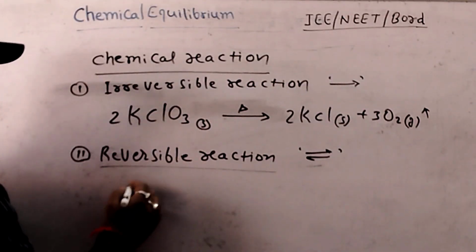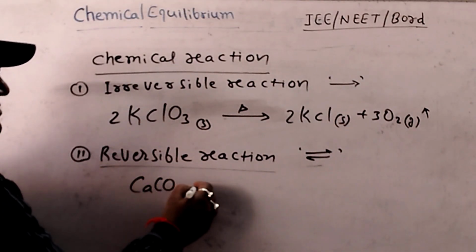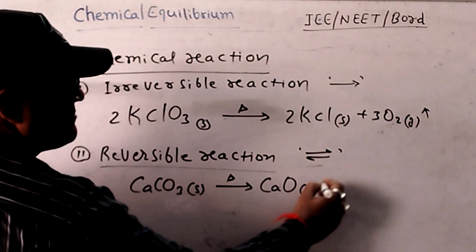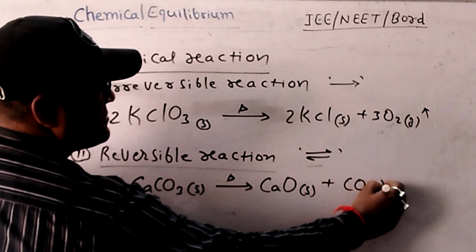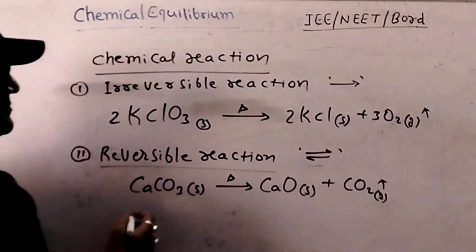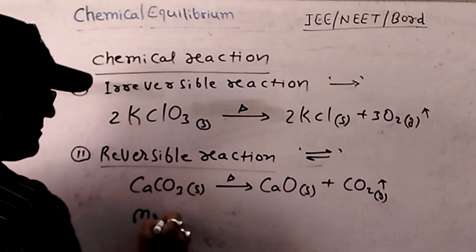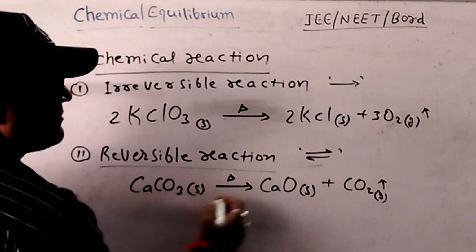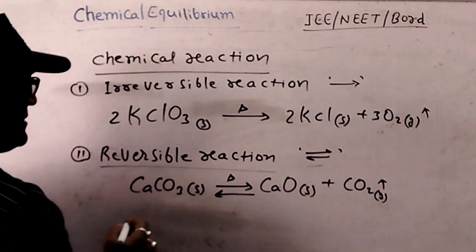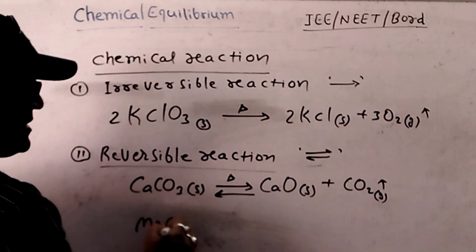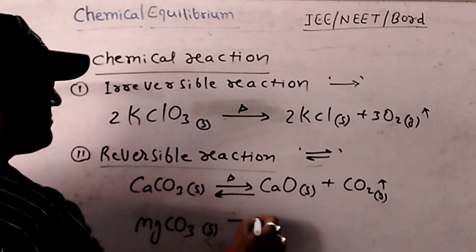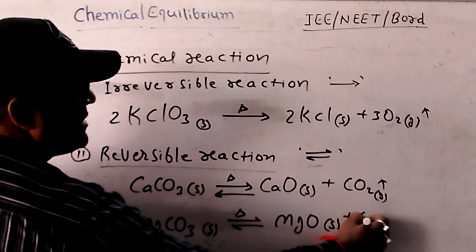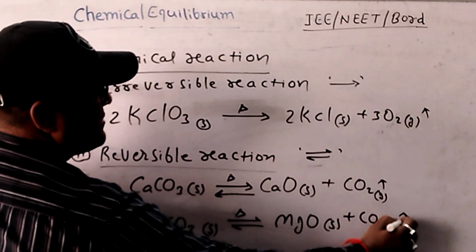Now for an example of reversible reaction, by heating calcium carbonate solid, CaCO3, after heating, calcium oxide solid and CO2 gas, these two products are formed. Now another example: by heating magnesium carbonate, we can observe magnesium oxide solid and CO2 gas. These two products are formed.